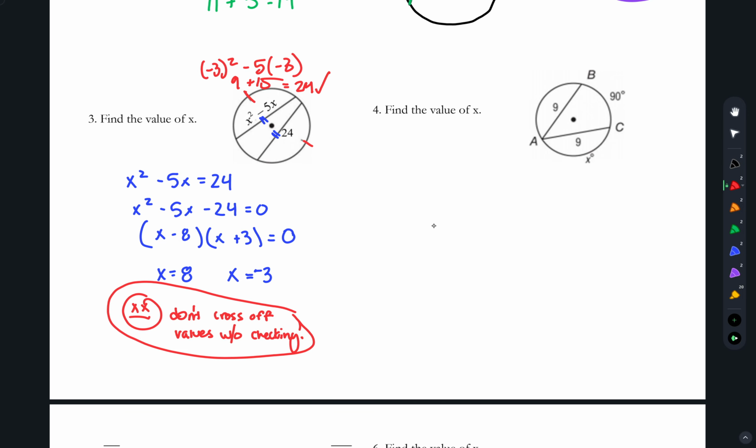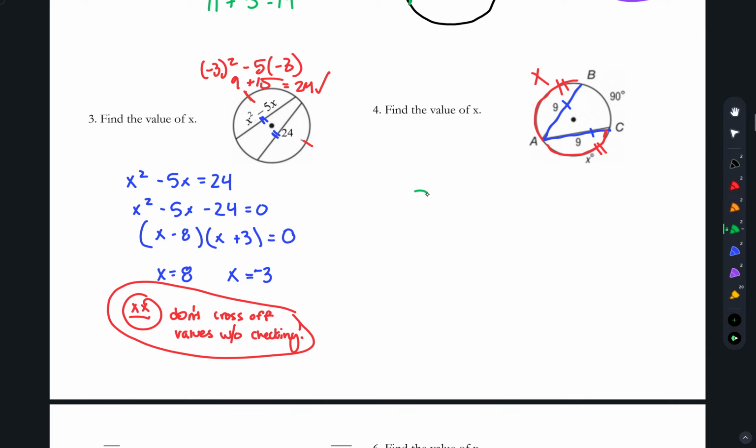All right. Same theorem for number 4. If I have two congruent chords, then I know their two arcs must also be congruent. So if that one is x, this one is also x. What do we know about the arc measures of a circle? What do they add up to? You go around a whole circle? Yeah, they add up to 360.